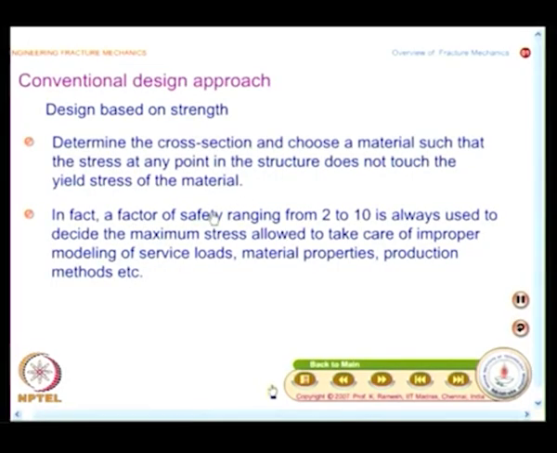And one of the other important aspects of conventional design approach is you do not operate with the yield strength to start with, you bring in a factor called factor of safety, because there may be mistakes in calculating the service loads, there may be overloads, there may be material defects. So, to take care of all these aspects, you bring in a concept of factor of safety, and you have seen in several designs it ranges from 2 to 10. So, this is always used to decide the maximum stress allowed to take care of improper modeling of service loads, material properties, as well as protection methods.